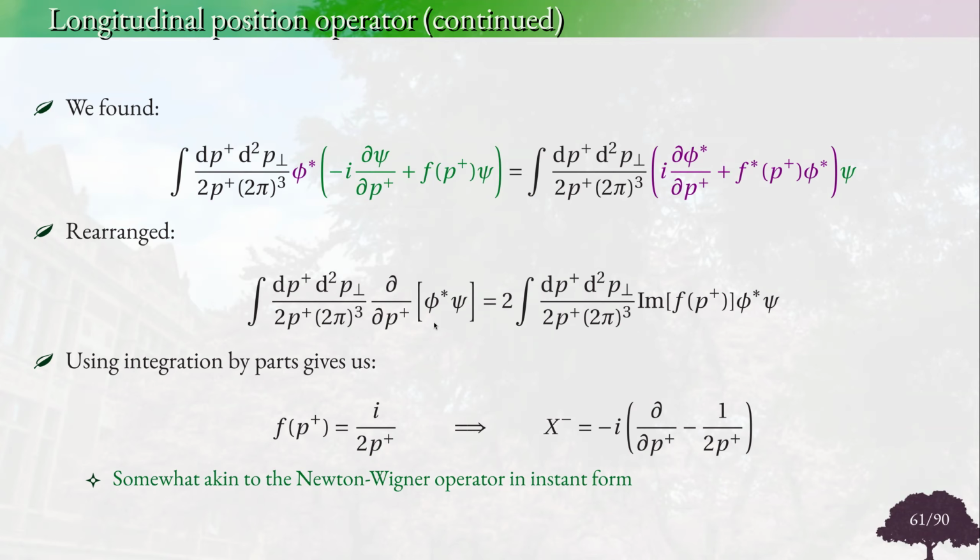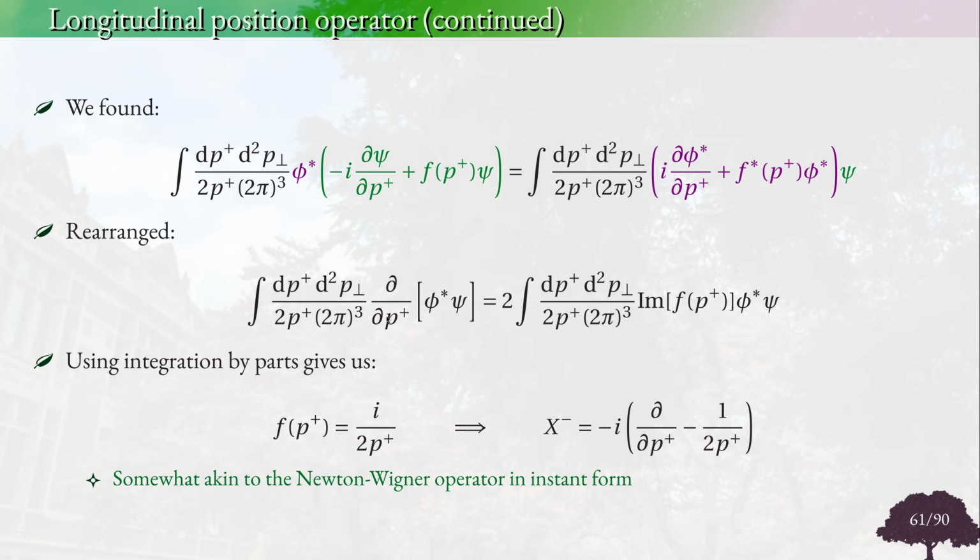You can then use integration by parts to move this p plus derivative to acting on this 1 over 2p plus. So basically it's this 1 over 2p plus that prevents f from being 0. If we were doing non-relativistic quantum mechanics, then we could just use the fundamental theorem of calculus to evaluate phi star psi at infinite momentum. That would be 0, so f could be 0. But it doesn't work out when you have this p plus in the integration element.